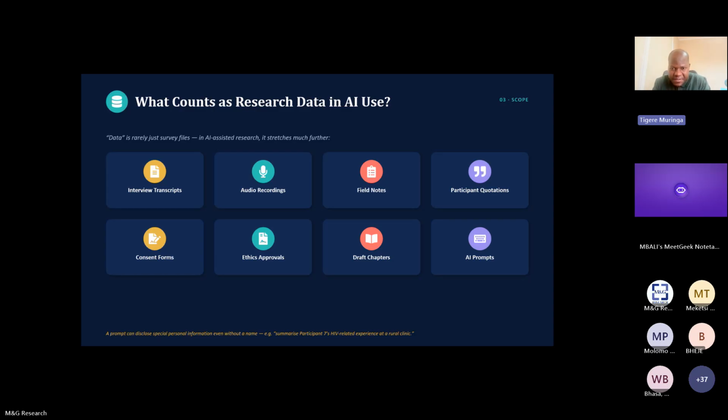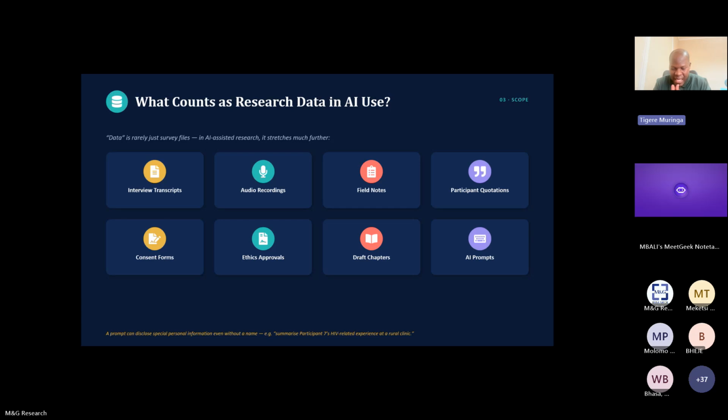I know emerging researchers, masters, PhDs, often think that data only means survey responses or statistical files, right? But the definition of data in the age of AI goes beyond your statistical files or interview transcripts, because the definition of data is unprocessed information. So that makes anything that you're going to upload on ChatGPT unprocessed information. Anything that you upload, your prompts, everything you can think of, becomes data for that AI platform, right?